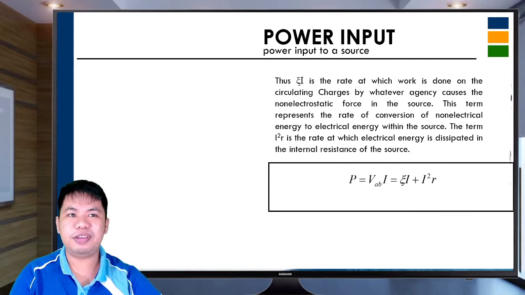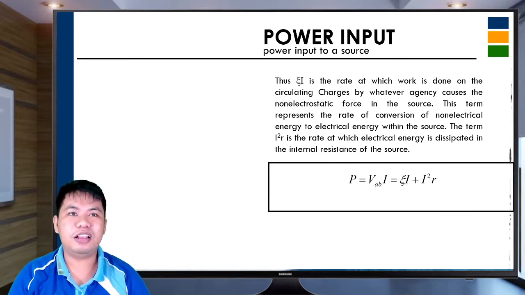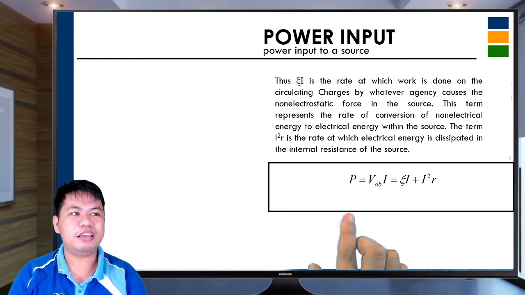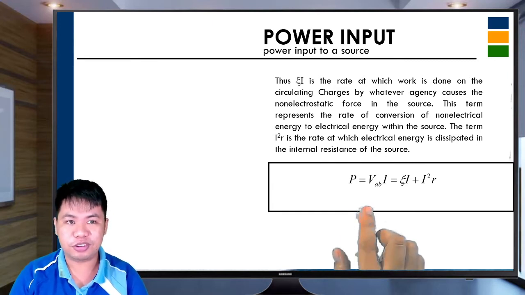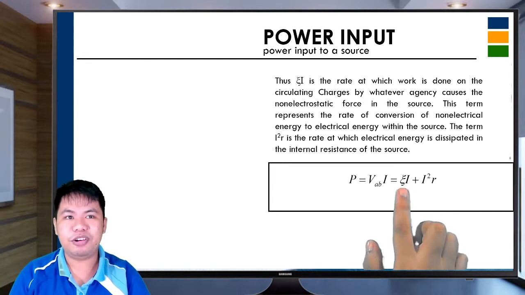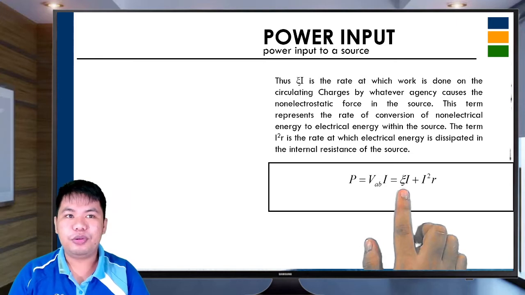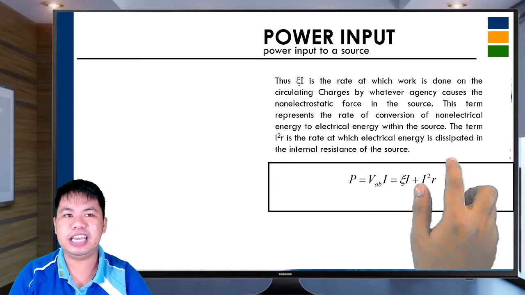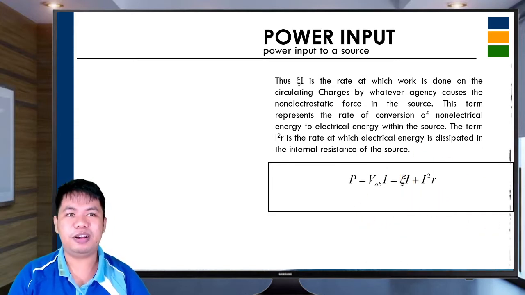So mathematically, this is the total power input to a source. When you say power input to the source, always remember that it is going to the source. So we have EI plus I squared R. This is now the total power input to a source.